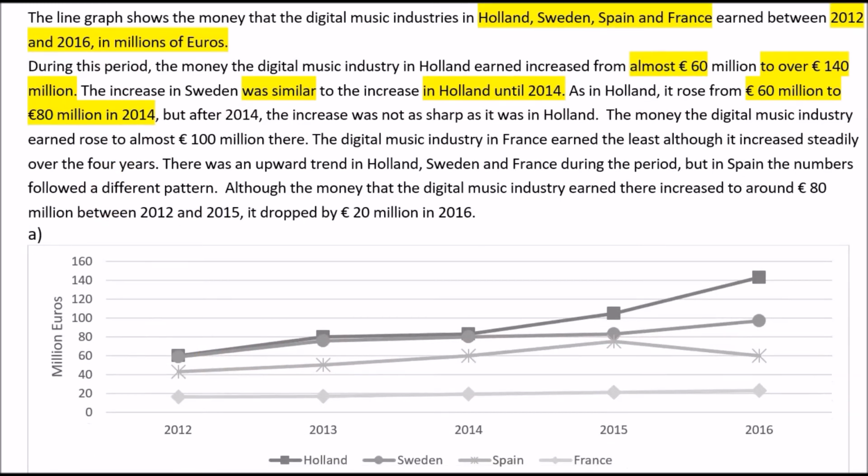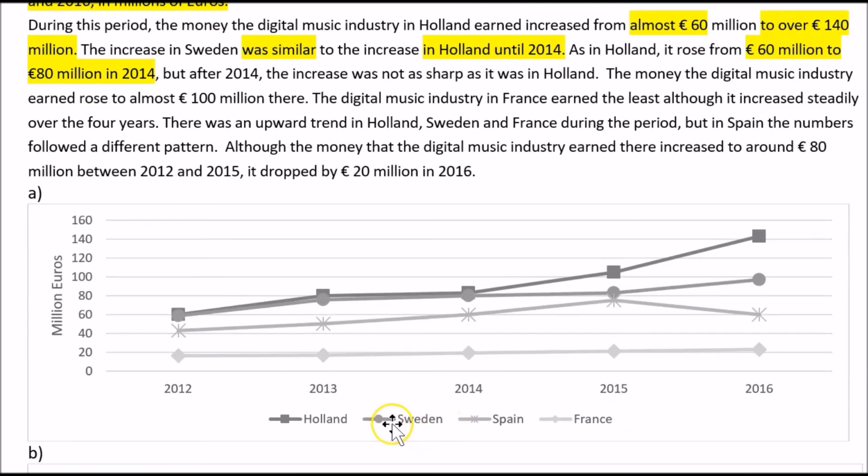So we're looking for country Sweden. It's shown with a dot here. So I'm looking at this dot here. In Sweden, like in Holland, it started at 60 and until 2014, it rose to 80 million. Well, for graph A, it seems to be correct.